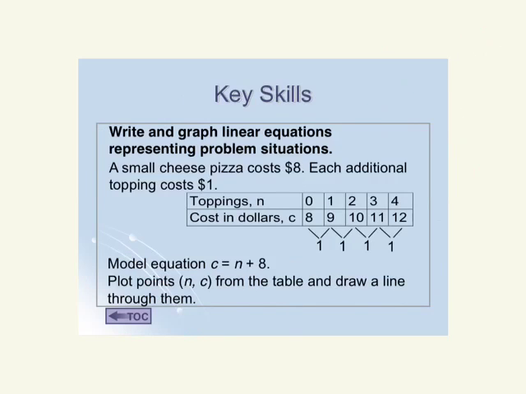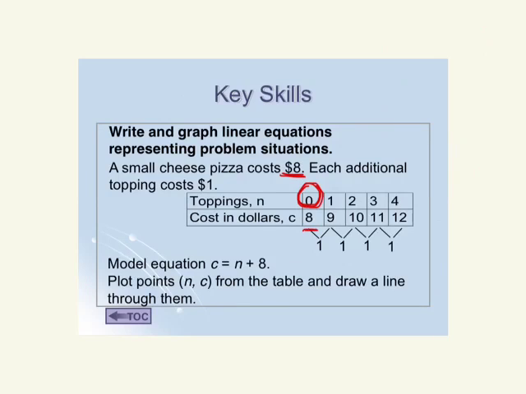So we said we're going to represent linear equations from problems that deal with linear data. And so here's just an example. It says a small cheese pizza costs $8 and each additional topping costs $1. So more or less, you have an initial cost of $8. So you have 0 toppings on there except for the cheese, and it costs you $8.